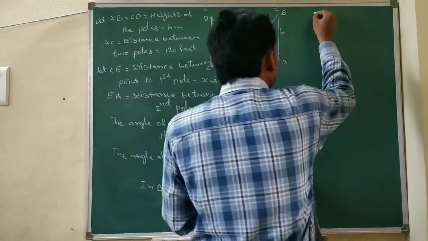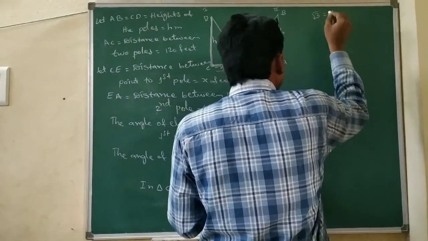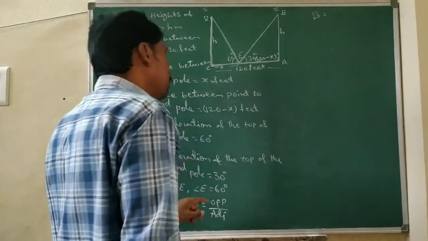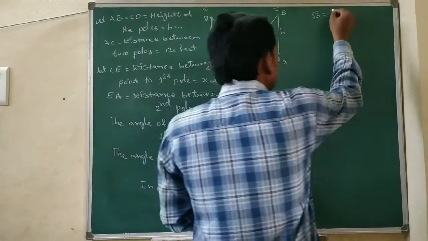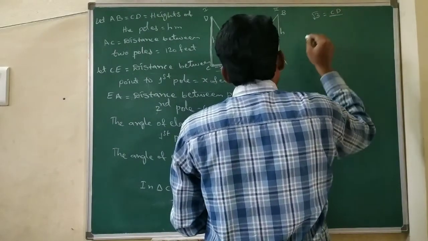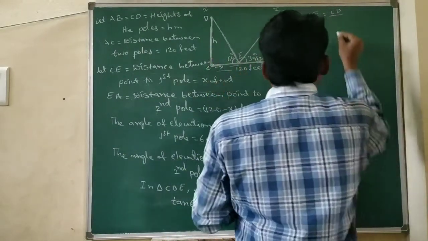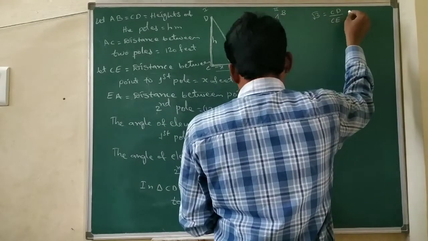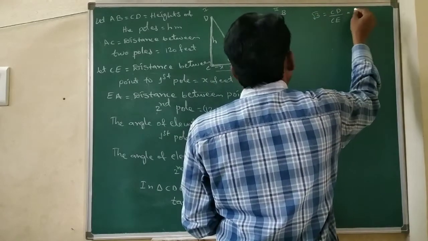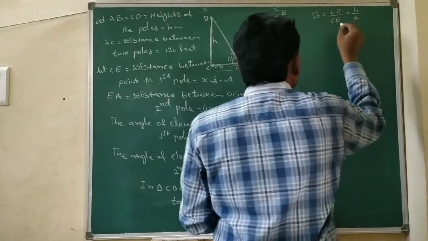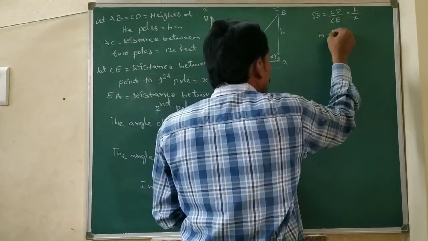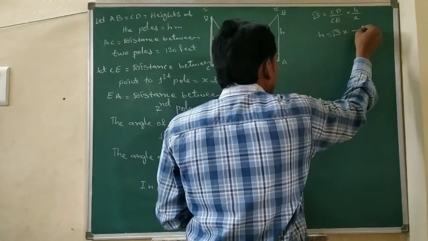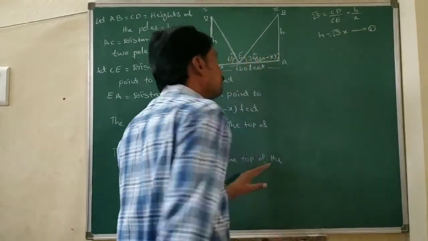Tan 60 value we know, that is root 3, equals opposite by adjacent. What is opposite here? CD is the opposite, CD by CE, which is the adjacent. CD value is H and CE is X. Now just take the cross multiplication: H equals root 3 into X. This is equation number 1.